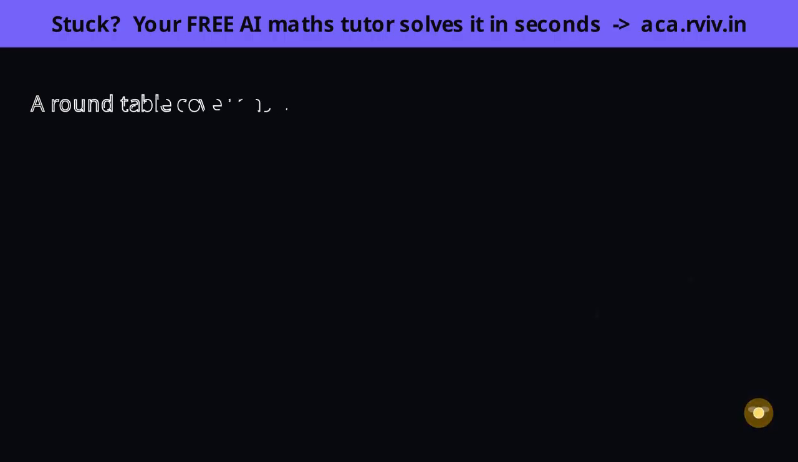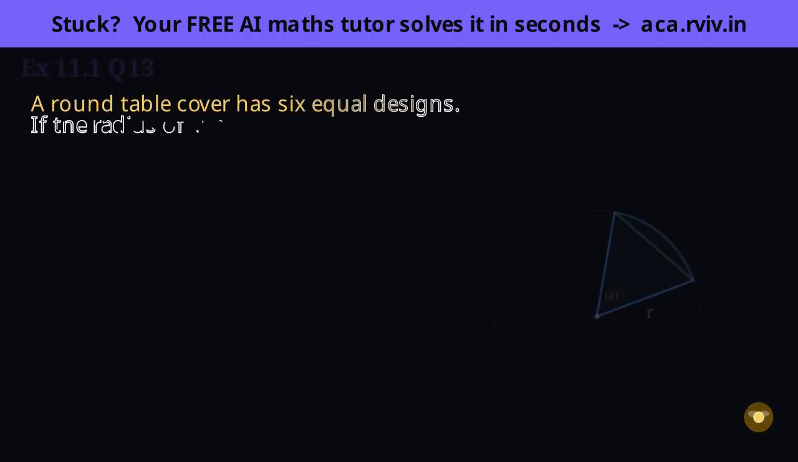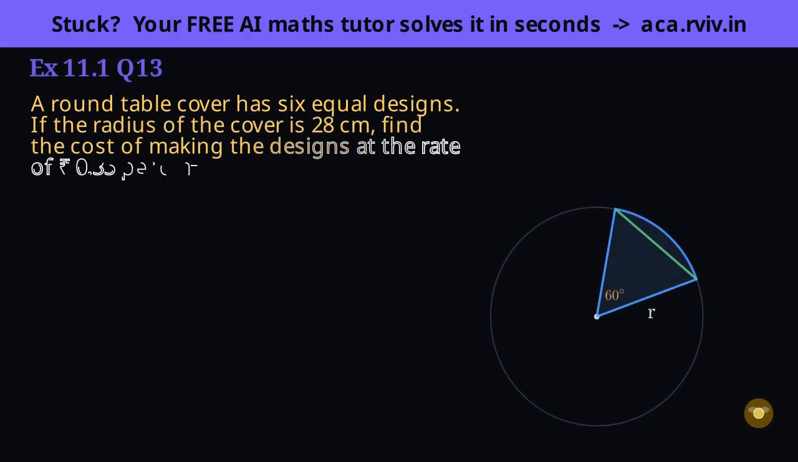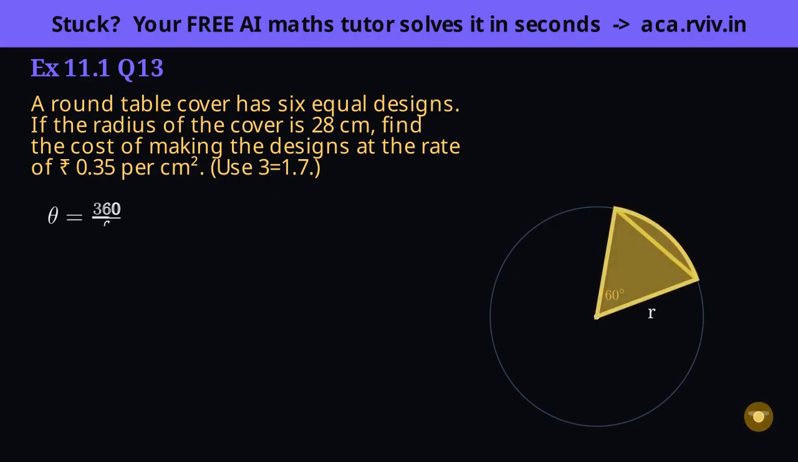This looks fearsome but it's a chain of things we already know. Each of the 6 designs is a segment, so find one segment, multiply by 6, then turn area into rupees. Let's break the fear into a plan. 6 equal designs share the full 360 degrees, so each spans 360 over 6, that's 60 degrees. And each design is the curved region between a chord and the arc, a segment, which we know is sector minus triangle. So, one segment times 6 times the rate.